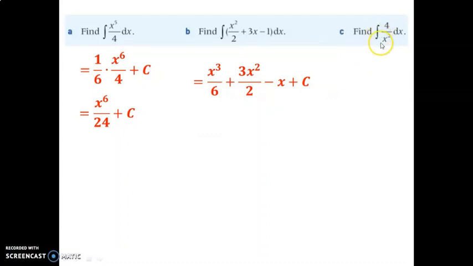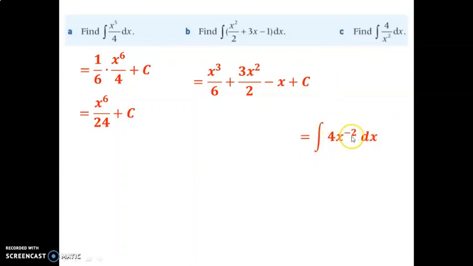The last one. In the last one, you have to think about this one. You have the variables in the denominator. So remember, with those, we can bring that up, and it becomes x to the -2 power. And then just apply the rule we've been using to find the integral. Let's try. And now let's see how it went.